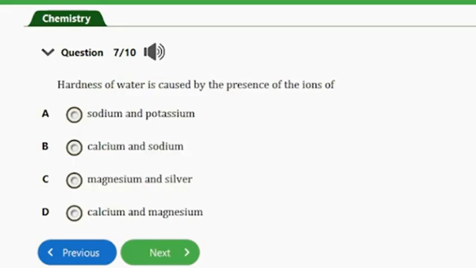So let's consider the next question, question number 7. It says, hardness of water is caused by the presence of the ions of A. Sodium and potassium, B. Calcium and sodium, C. Magnesium and silver, D. Calcium and magnesium. So guys, the answer to this question is option D, calcium and magnesium.